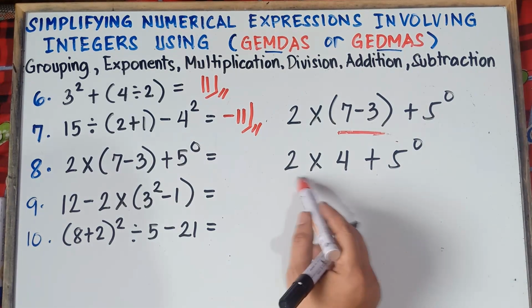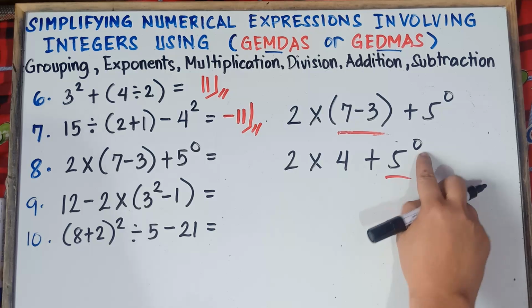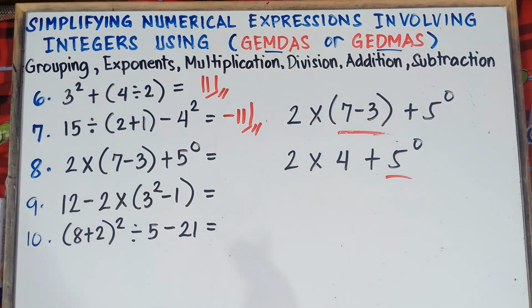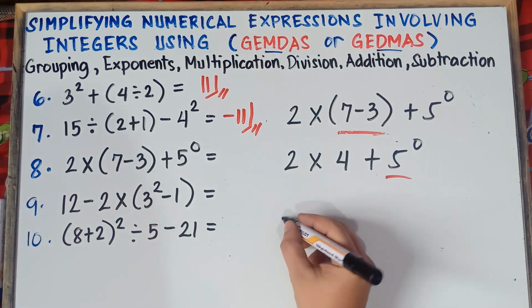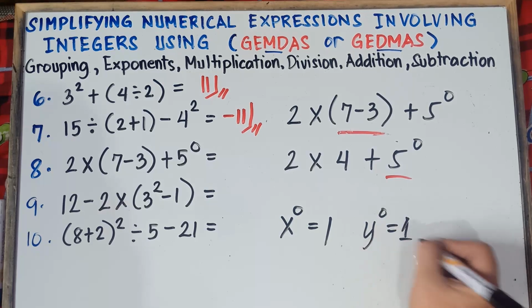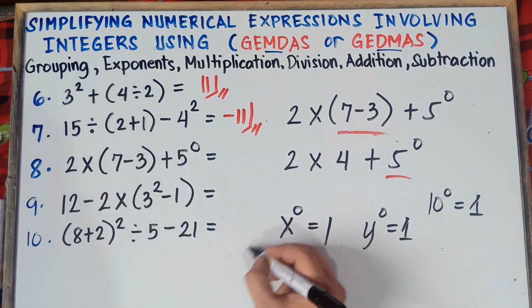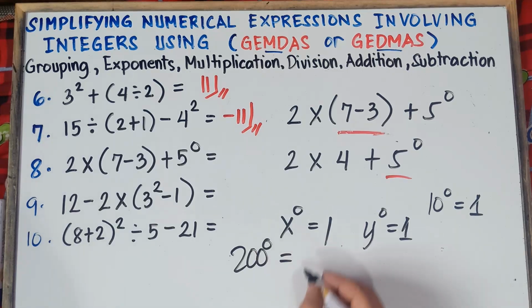So once again, do not multiply this one first, simplify this one first. We have an exponent of 0. Now once again, class, if you have an exponent of 0, any number, any variable raised to the power of 0, the answer is 1. Let me give you an example: x raised to the power of 0, the answer is 1. Y raised to the power of 0, the answer is 1. A number raised to the power of 0, example 10 raised to the power of 0, the answer is 1. 200 raised to the power of 0, what's the answer? That's correct, the answer is 1. Any number, any variable raised to the power of 0, the answer is 1.